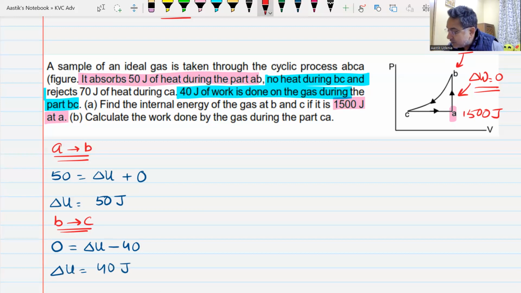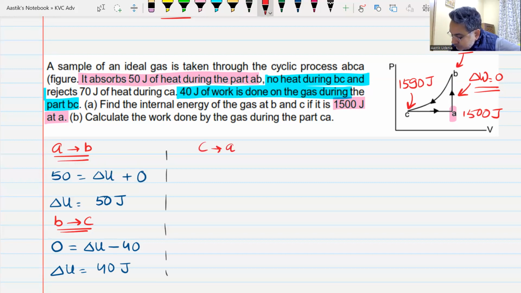So what will be the internal energy at point C? 1590 joules. Yes or no? Do we understand this? Yes, sir. Then comes the last part.